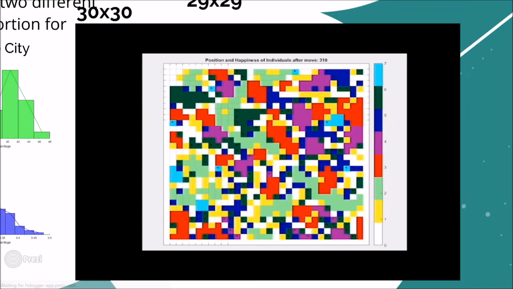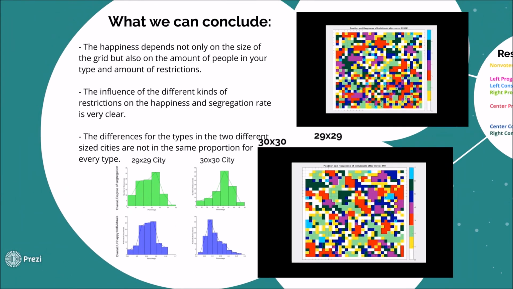From these observations, we can conclude 3 things. The happiness of individuals and of the different types is both significantly influenced by the size of the grid and the size of the population for a type. Also, when a type has more restrictions or very intolerant restrictions, it decreases the average of happy people and it changes the average degree of segregation.